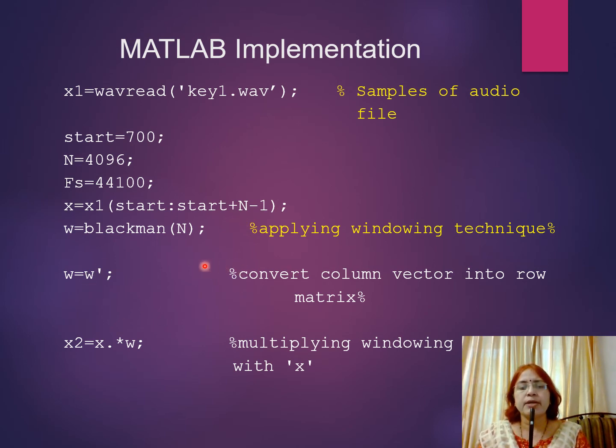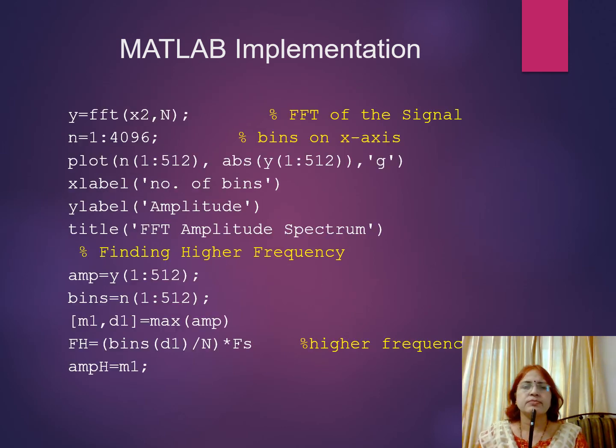Then apply the Blackman window. Next, take the FFT of our audio signal. Then we have to find the higher frequency. So this is the code for finding the higher frequency of the audio signal. And this is the formula: Fh is equal to Bins D1 upon N multiplied by the sampling frequency. N is 4096 and Bins D1 is the x-axis value where we find the maximum amplitude of our FFT.